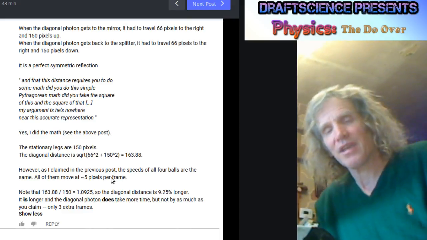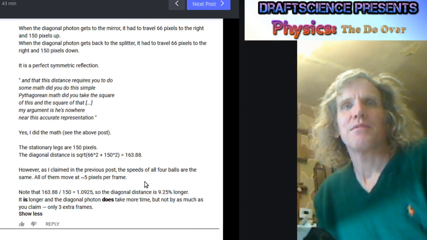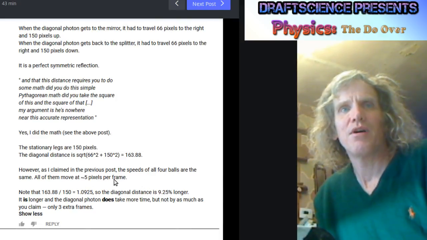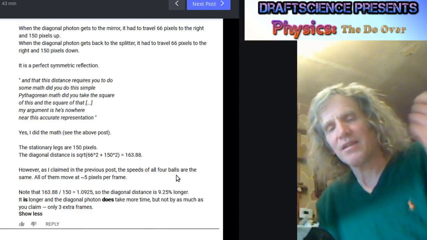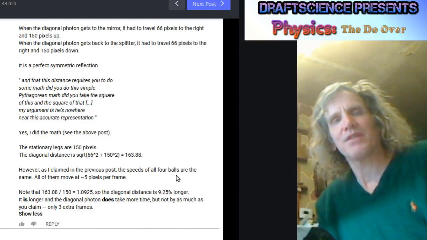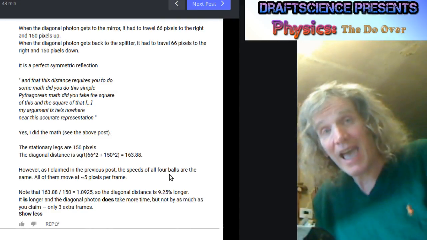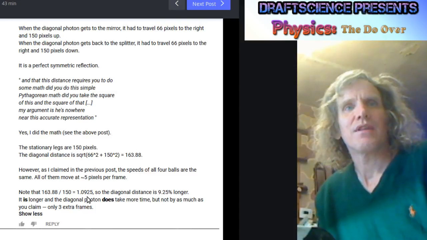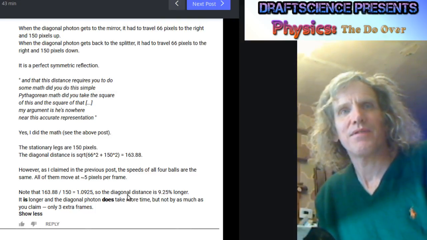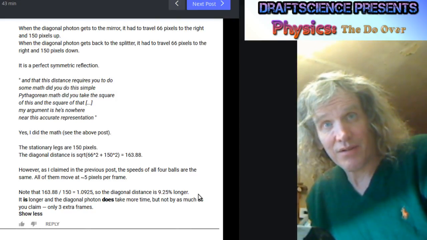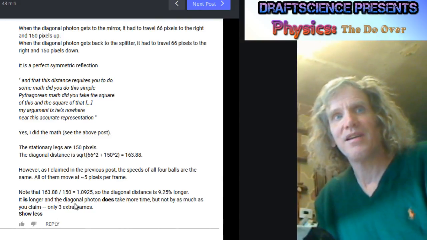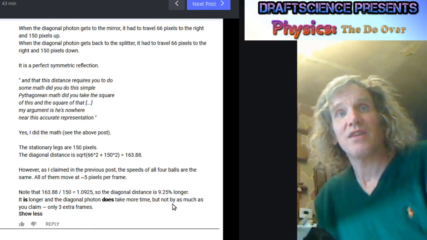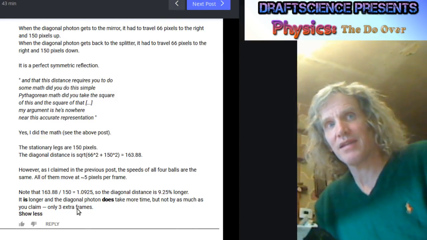But anyway, however, as I claimed in the previous click, the speed of all four balls are the same. All of them move at 5 pixels per frame. So again, 5 pixels. You can't use pixels. Pixels are not a measurement of real distance, especially a diagonal of pixels. Note that 163.88 divided by 150 is 1 point whatever, so the diagonal distance is 9.25% longer. So this is the joke part here, the funny part. It is longer, and the diagonal photon does take more time, but not by as much as you claim. So he doesn't think 10% is a lot.